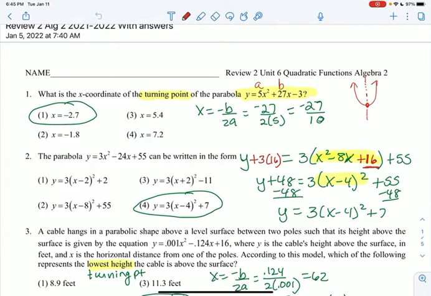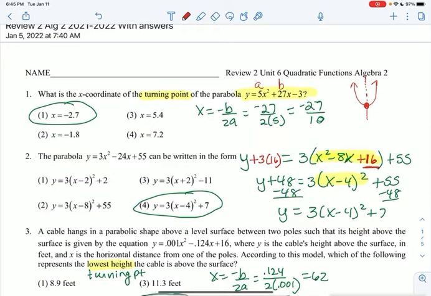Number 1 is choice 1. I'm looking for the x-coordinate of the turning point. So basically this equation that I have highlighted, y equals 5x squared plus 27x minus 3, is a parabola. It's a positive 5x squared, so it faces upwards. And I want to find that turning point where I have that dot.